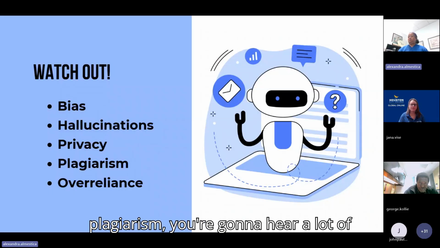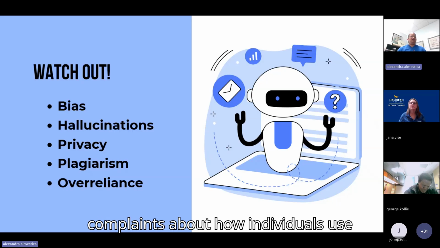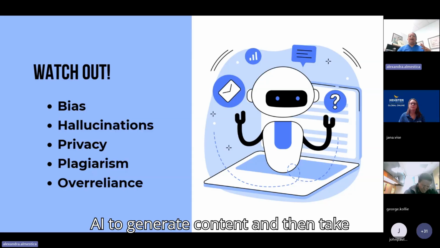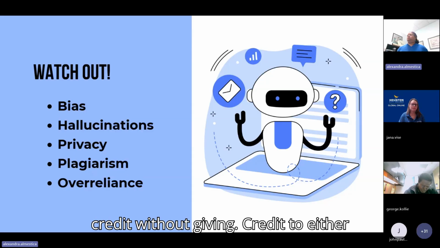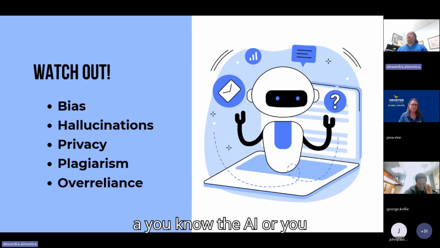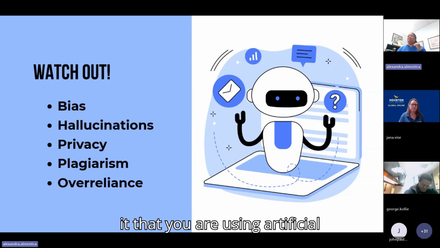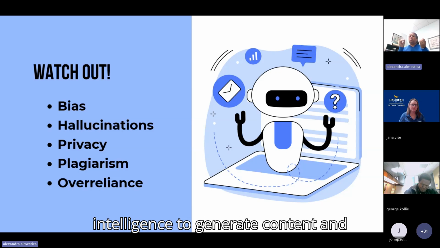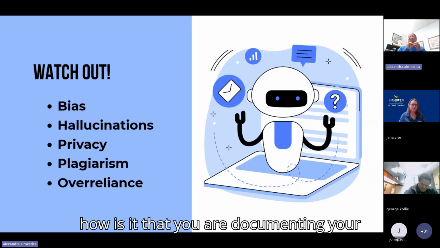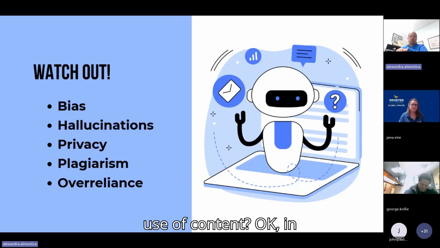When it comes to plagiarism, you're going to hear a lot of complaints about how individuals use AI to generate content and then take credit without giving credit to either the AI or the source. So watch out for how you are using artificial intelligence to generate content, and how you are documenting your use of content.